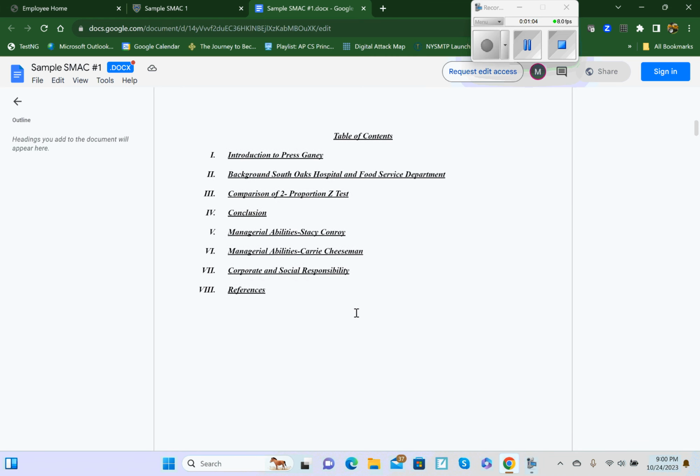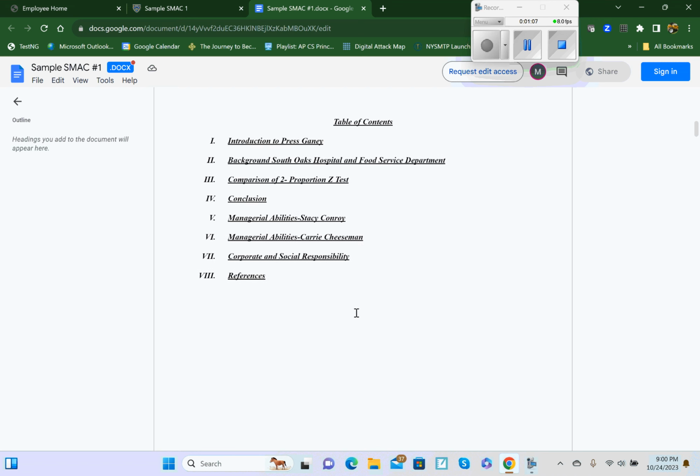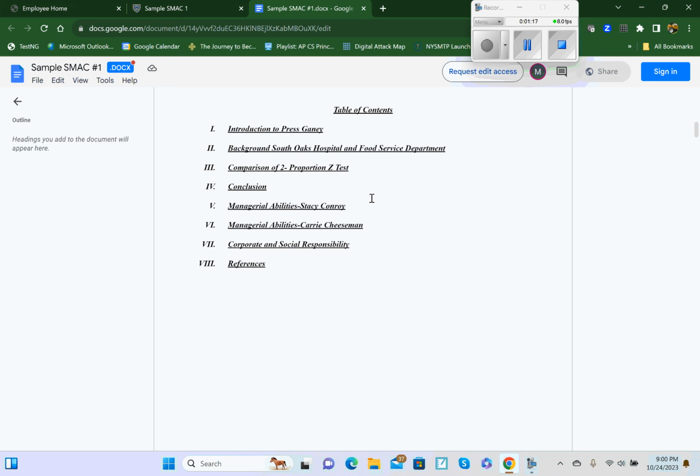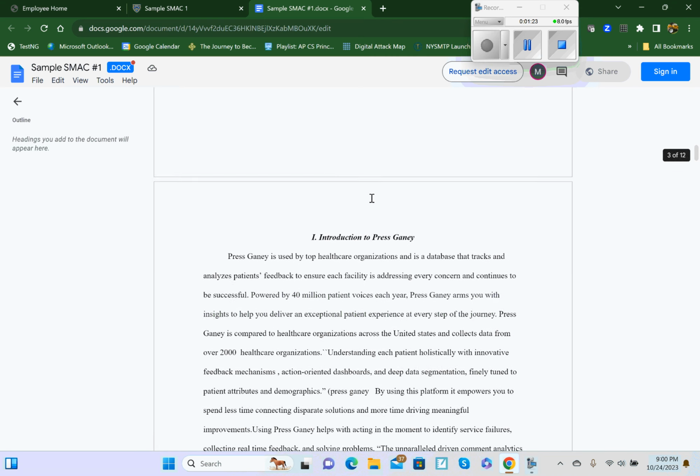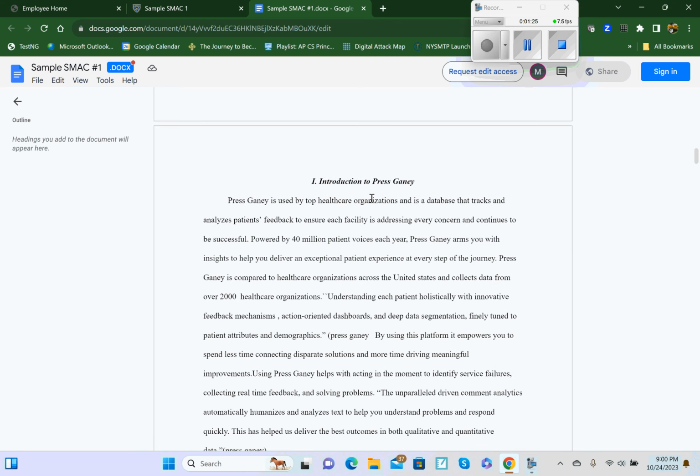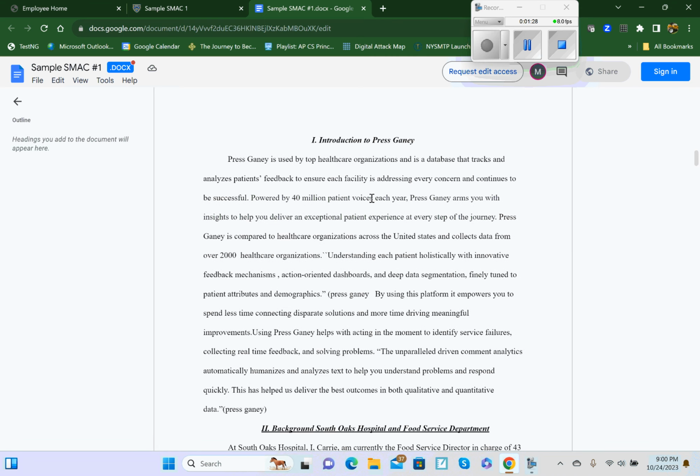So what you have here is the finished product, the actual SMAC that was created. This pair of people decided to do something called a 2 proportion z-test, and that is one of the statistical tools that you'll learn about in this course. There's a video explaining it later on. We haven't learned about it yet. But what 2 proportion z-tests do is give you a nice way to compare the percentage of people who say yes in one group to the percentage of people who say yes in another group.